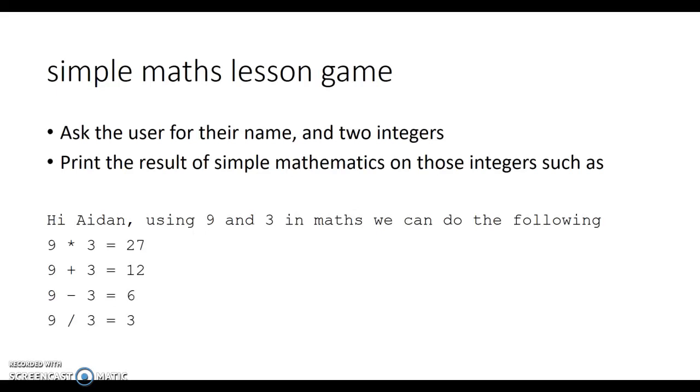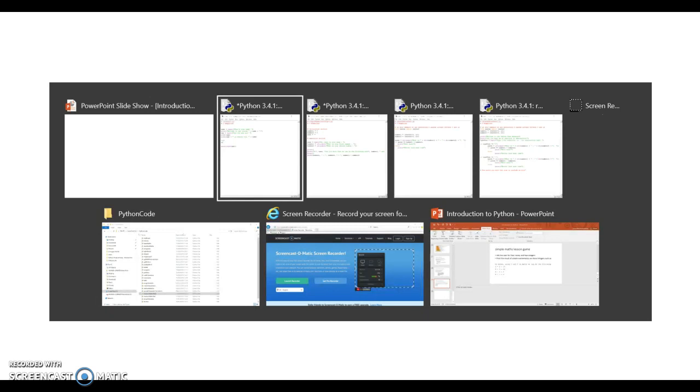Okay, so in this little section, we're going to look at how we might code a very simple game that we might develop up to like a times table tester, where we're going to accept strings and numbers from the user, and then do some maths on that. Okay, so it's going to look something like this. So hi with the name they input, using the first number they input and the second number they input, then do some calculations on that. So let's have a look at that work.